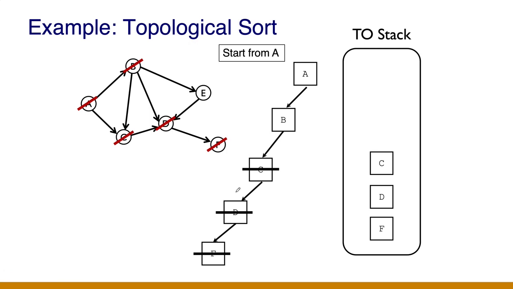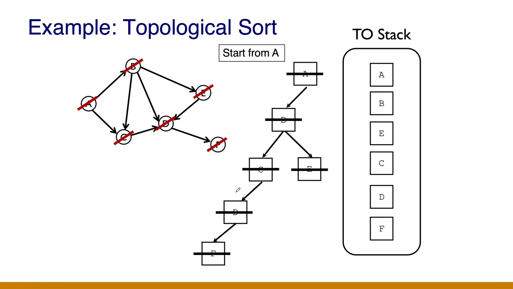From B, you can actually go to E, right? So you actually branch out. But from E, again, you cannot go anywhere. So you will push node E into the TO stack. And then now you're back to B. Right? So now really you run out of options at B. So B is pushed. And finally, A is pushed.